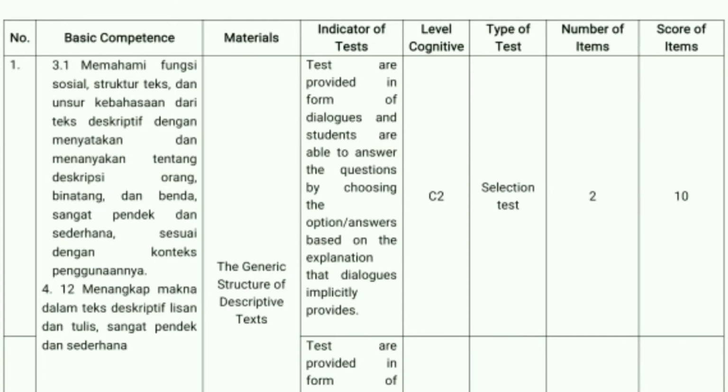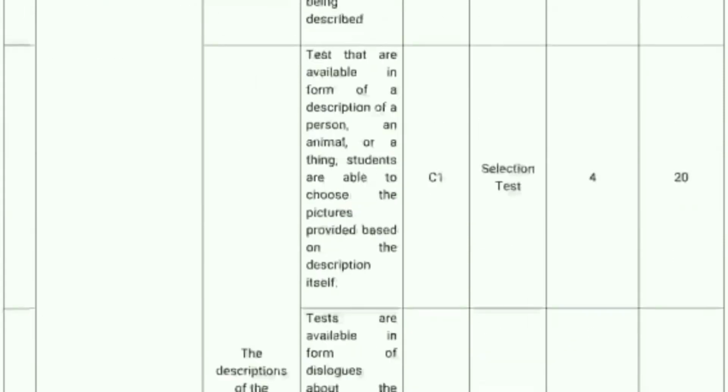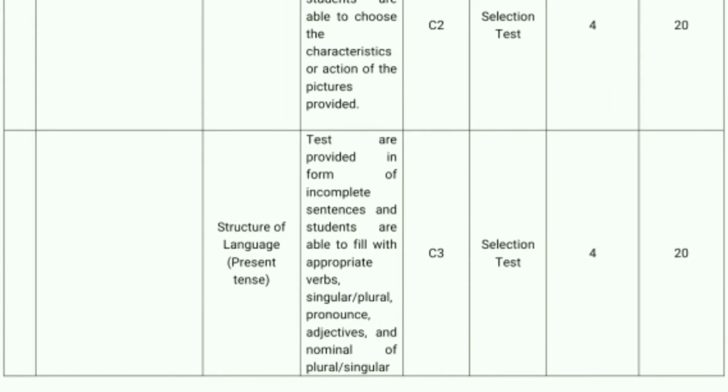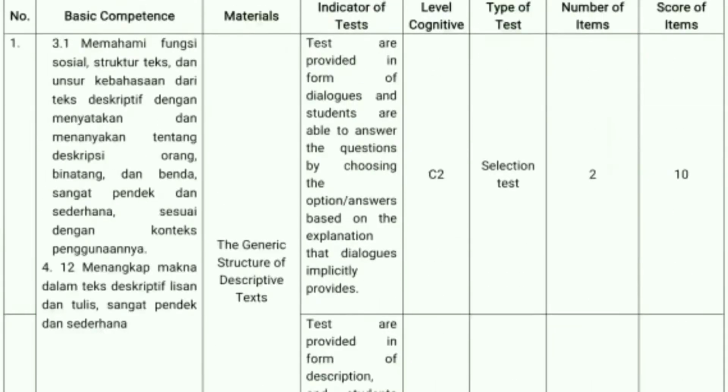The first one is the generic structure of the descriptive text, and the second one is the description of the characteristic and the action of a person, animal, or thing, and the last one is the structure of language in simple present tense.